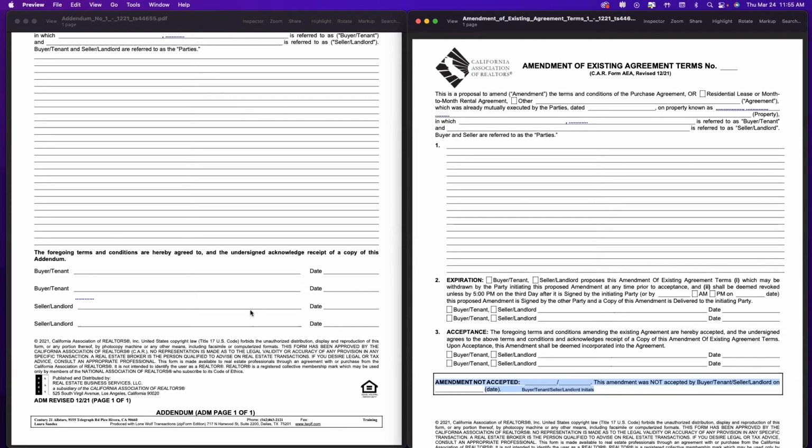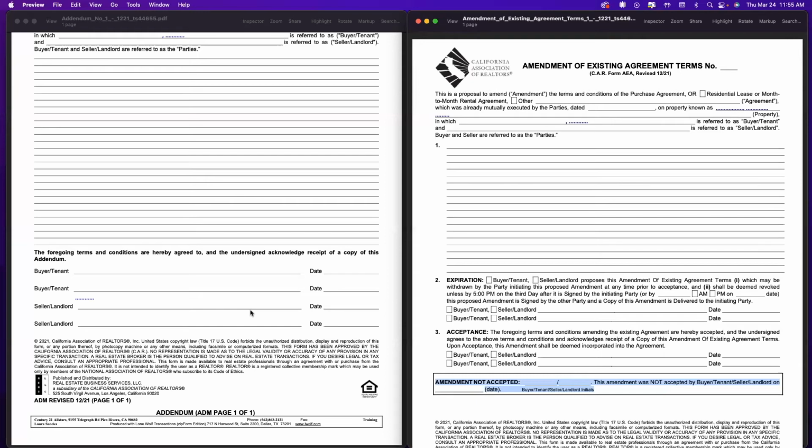Because it's not fully executed. Okay, so stop with the addendums. Addendums are only for when you need space, period. End of story, that's it. Everything else after your offer is accepted is an amendment of existing agreement terms. I can't stress that enough, guys. It's got to be that way.